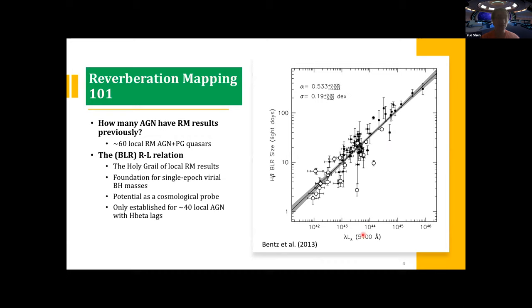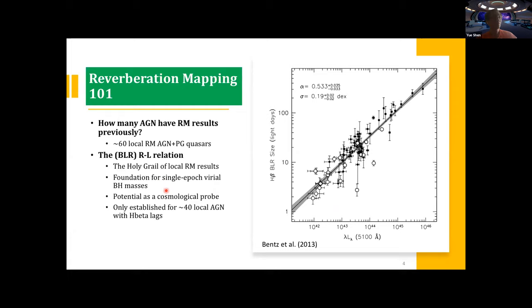And one of the most striking results from these local reverberation mapping experiments is the discovery of a pretty tight correlation between the broad line region size measured from the lag and the luminosity of the AGN, as shown in this plot on the right. This is really the holy grail of local RM results, because with this tight correlation, now you can estimate an expected broad line region size based on the luminosity of that AGN. And therefore, you can apply this to the so-called single epoch black hole mass estimates, where you just measure a luminosity from a single epoch spectrum and then infer a broad line region size, and then infer a black hole mass based on the broad line region size and also the broad line width measured from the single epoch spectrum.